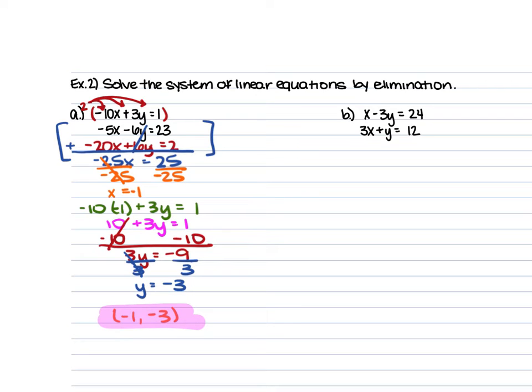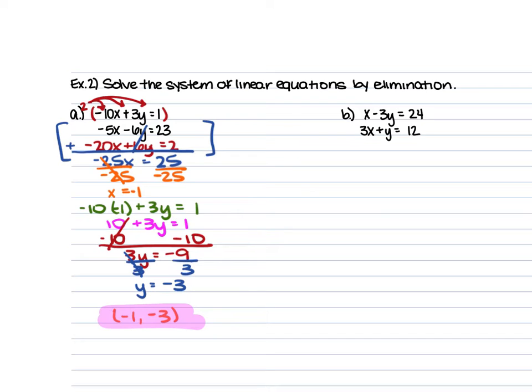For example B, we have x minus 3y is equal to 24, and 3x plus y is equal to negative 12. Look for your opposites first. For your x's, you have a positive and a positive. Those aren't going to help. If you look at your y's, you have a negative 3 and a positive 1. You can multiply that positive 1 by 3 to give yourself a positive 3 and cancel out those y values.